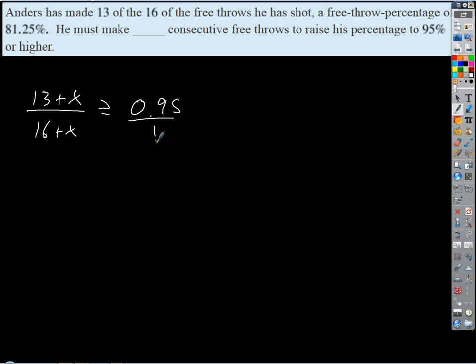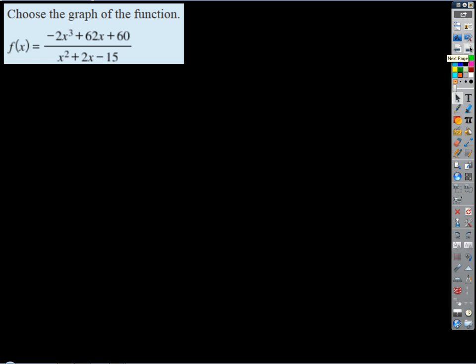Okay, last one. How about something like this? This is from the Unit 5, Chapter 8 test, essentially. Choose the graph. But there's some good stuff going on here. This is a pretty hard question. I mean, you all can do this, but it forces you to think about lots of the stuff that we've talked about throughout the year.